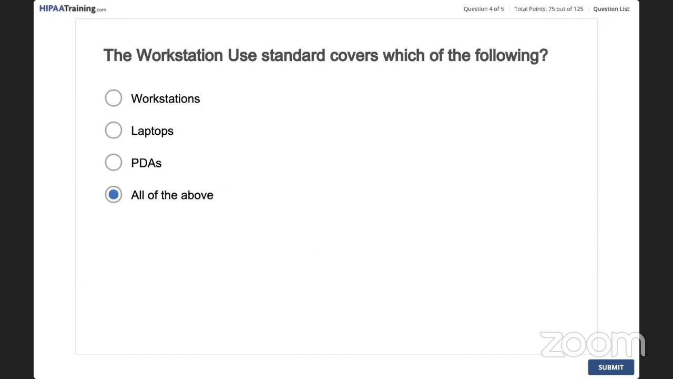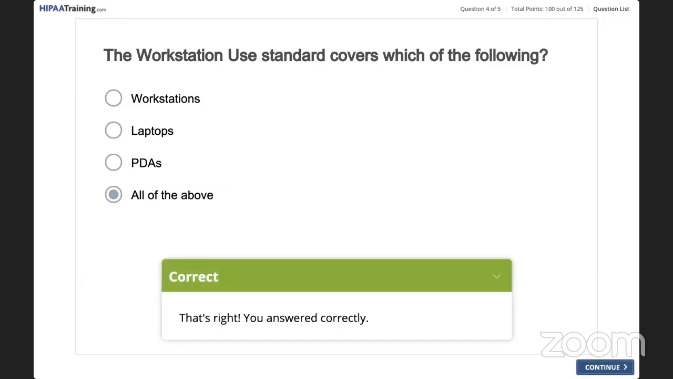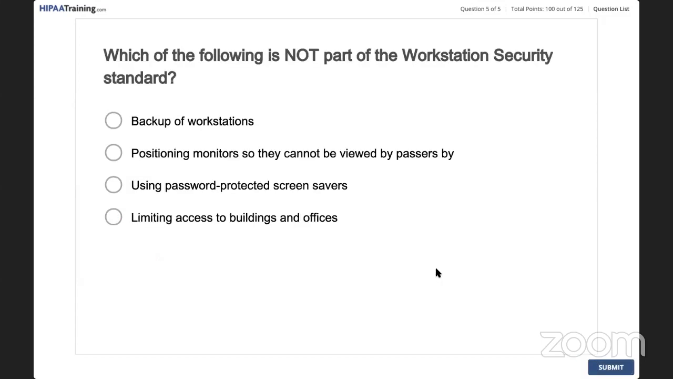Yes, right? Which of the following is not part of the workstation security standard?